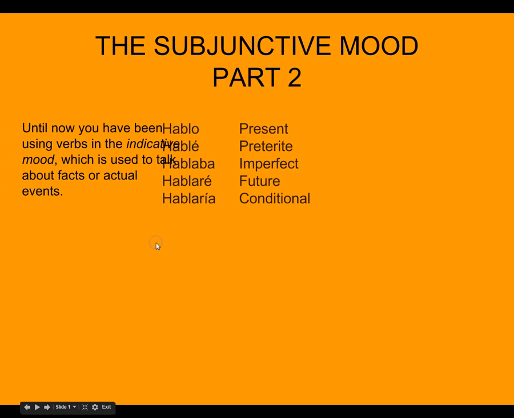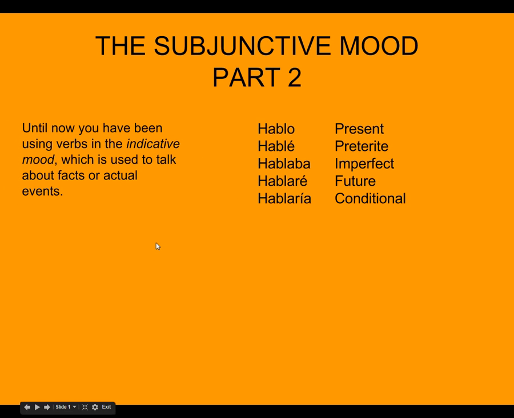This presentation will discuss using the subjunctive mood with adjectival and adverbial clauses. The subjunctive mood part 1 talked about how you've been using verbs in the indicative mood thus far. The indicative mood talks about things that happened, actual facts, actual events. The present, preterite, imperfect, future, and conditional tenses are part of the indicative mood.